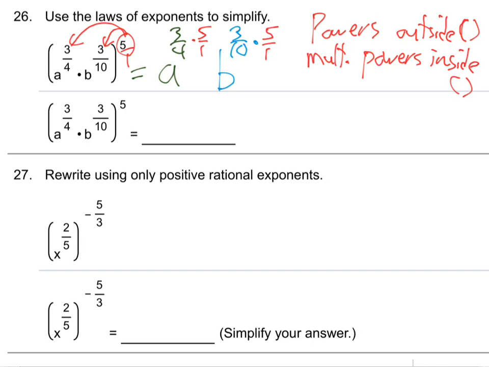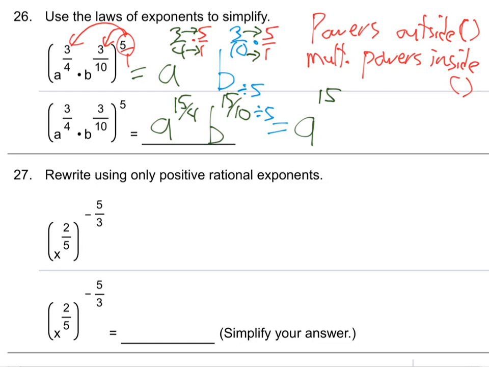So what do we get then? This is a to the 3 times 5 over 4 times 1. What's that? 15/4. And b to the 3 times 5 over 10 times 1, 15/10. And then I can reduce one of those fractions, can't I? Divide by 5, top and bottom here. So this will become a to the 15/4, b to the, what is that, 3/2? There's our answer. Was everybody good with those?